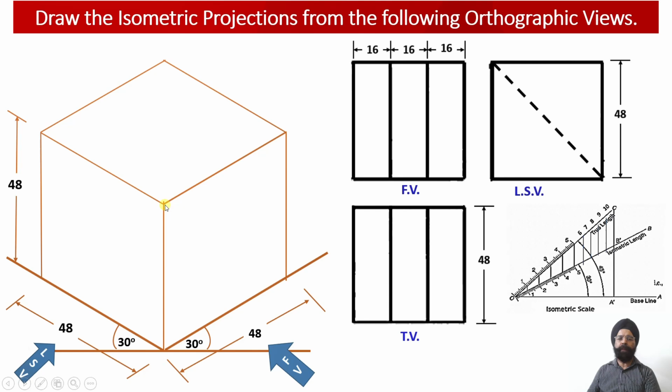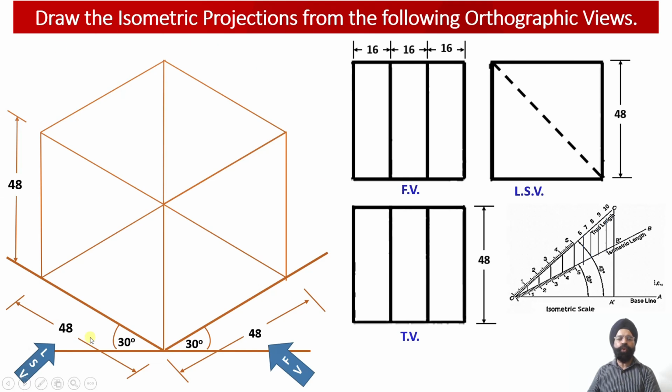Now we need to draw the bottom face of this particular solid. So in order to draw the base of the solid, one more isometric edge parallel to the y-axis has been drawn, and this edge will also be measuring 48 millimeter. Then another isometric edge will be drawn from this point parallel to the z-axis, and this will also be measuring 48 millimeter. And finally an isometric edge has been drawn parallel to the x-axis, and this edge will also be measuring 48 millimeter. So we have been able to draw the cube over here.